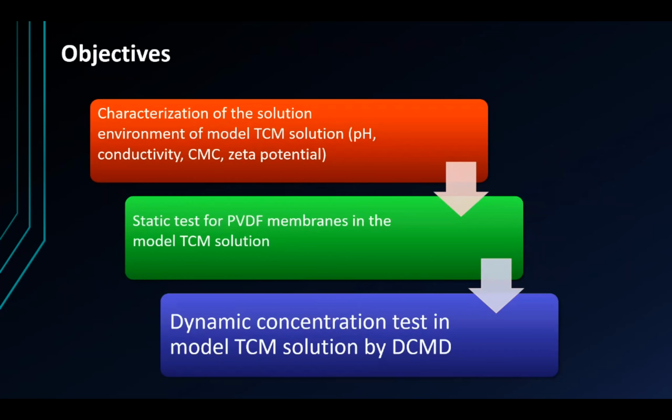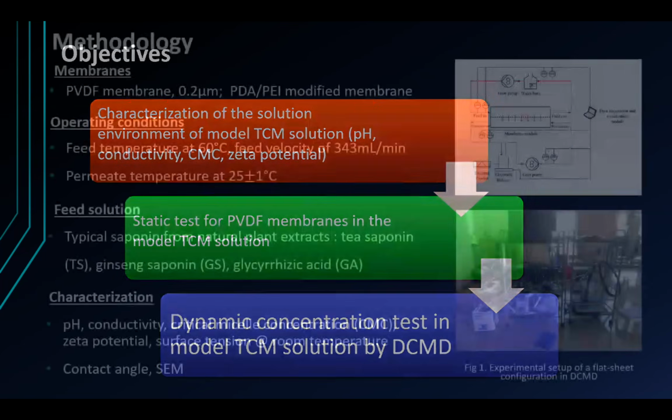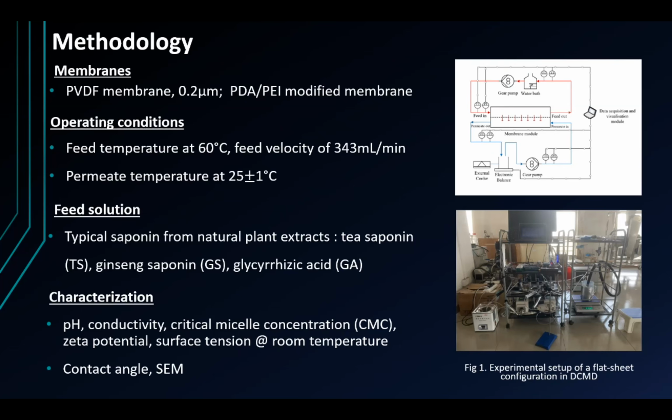Hence, in this study, we would firstly like to characterize the model TCM solution made up with saponin, and we performed a static absorption test on the PVDF membrane in the model TCM solution. And later, we performed a dynamic concentration test by MD in the model TCM solution. These are the operating conditions selected for this study. The data was collected in the custom-built DCMD configuration every 1 minute.